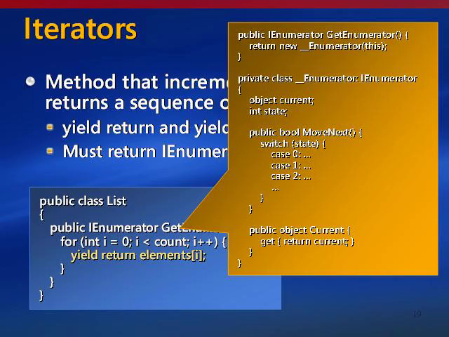Indeed, the transformation that occurs is really that we take the code that you put in the iterator and we turn it into an enumerator class. We hoist the code into the move next and put a state machine around it, etc., etc.